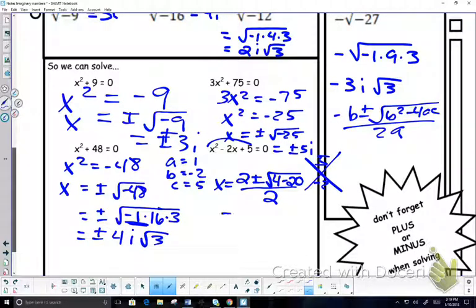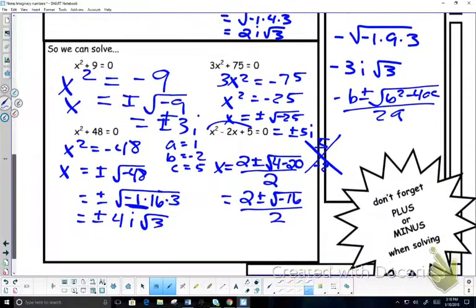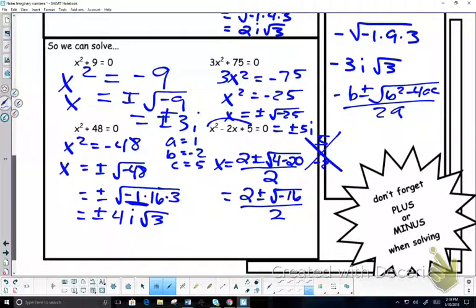Then we got what? 2 plus or minus the square root of, what's 4 minus 20? Negative 16. Well, at least you're paying attention now. Okay, what's the square root of negative 16? 4i.